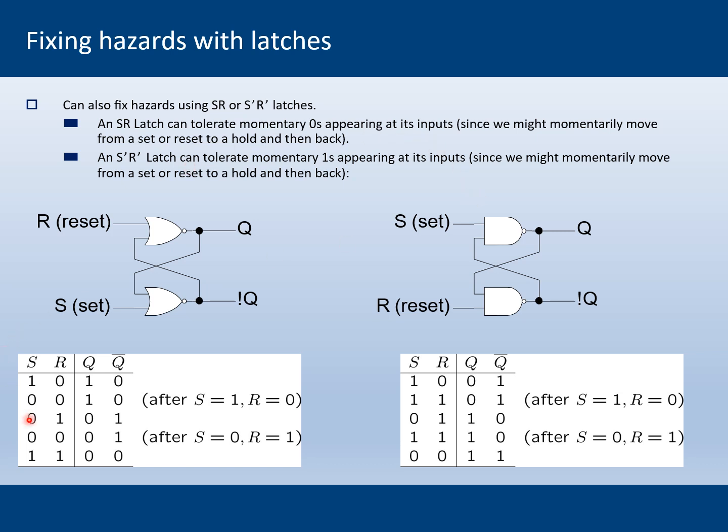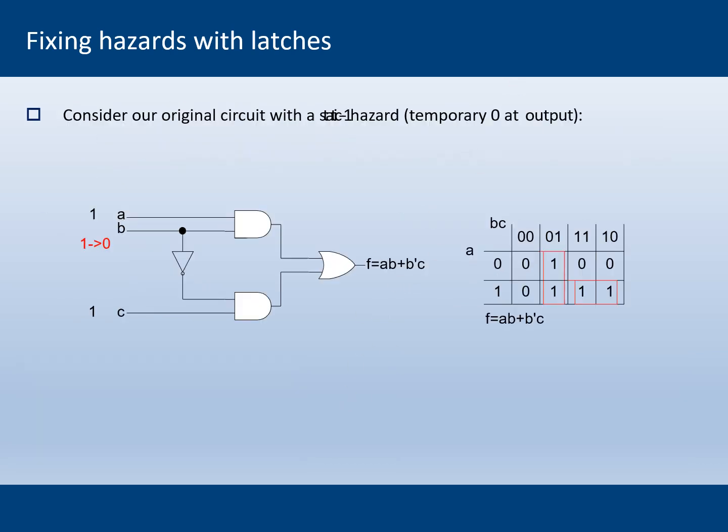So this is the truth table which we have already seen for SR latches. After S equal to 1 and R equal to 0, then S equal to 0 and R equal to 1, we are actually indicating that momentary change. So considering the original circuit with the static 1 hazard, temporarily 0 is at the output, right? We are considering the same circuit as in the previous combinational circuit. So this is the output and this is the K-map for that table.